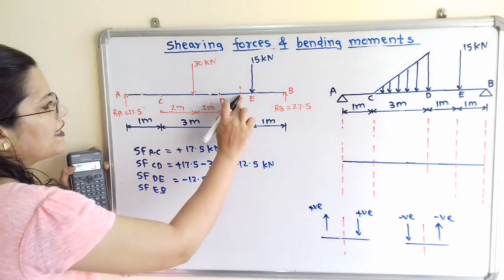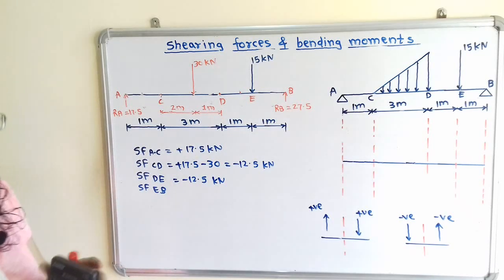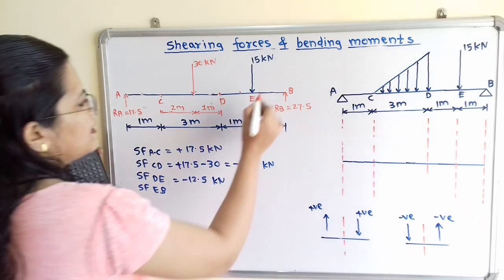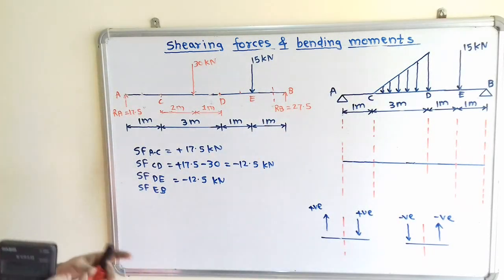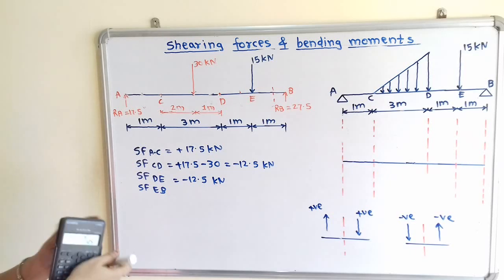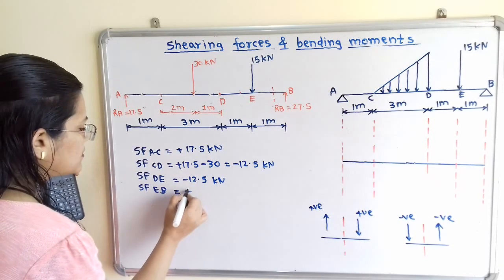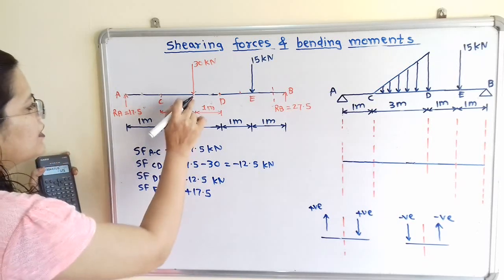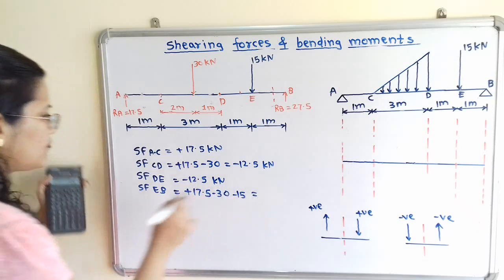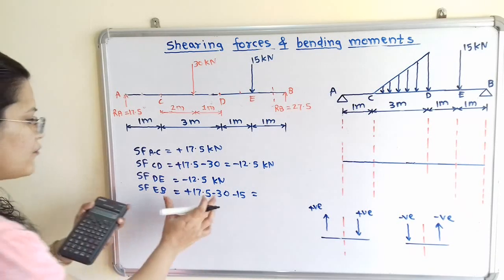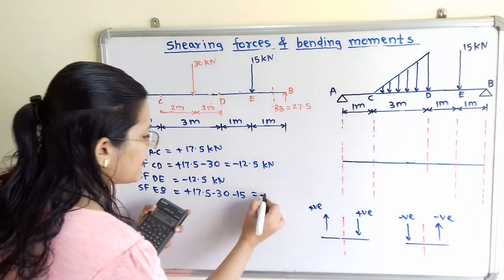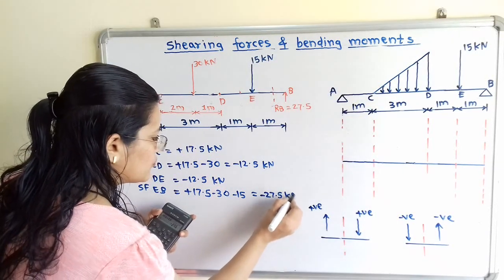Now we will move to the next, that is the section EB. So I will show here the section line in between E and B. Now if we observe how many loads are there, so here this is in vertically upward direction. So we will take plus 17.5, then here minus 30 and here minus 15. So minus 12.5 we have calculated for this, minus 15, that is equal to minus 27.5 kilonewton.